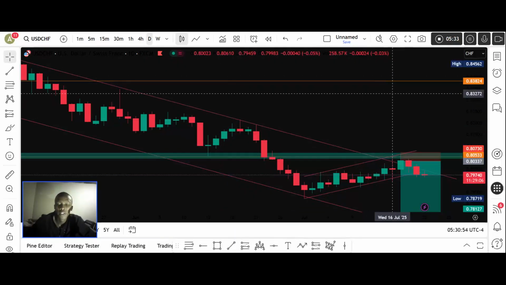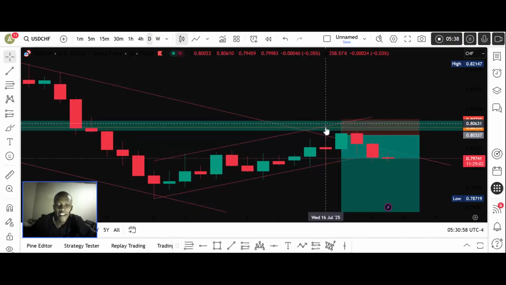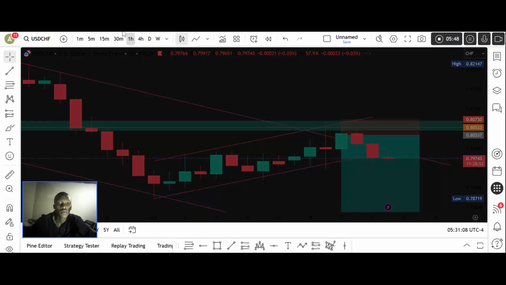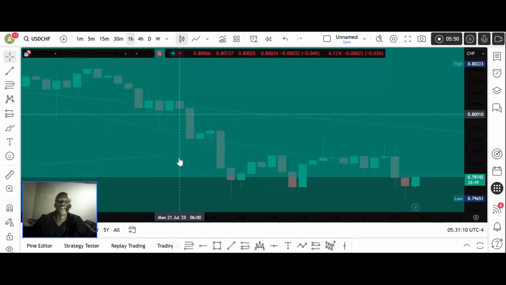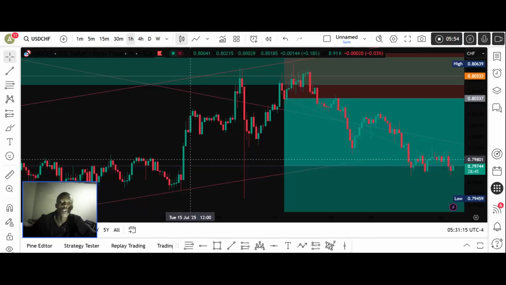According to myself, whenever the price goes and touches there, that's where I will be searching for some entries. Going to the hourly time frame, that's where I executed the trade. I have some funny rules for my entries. I have two types of entries.